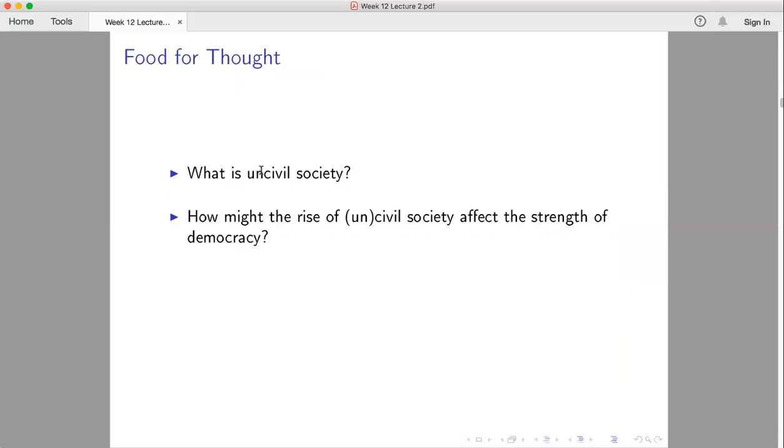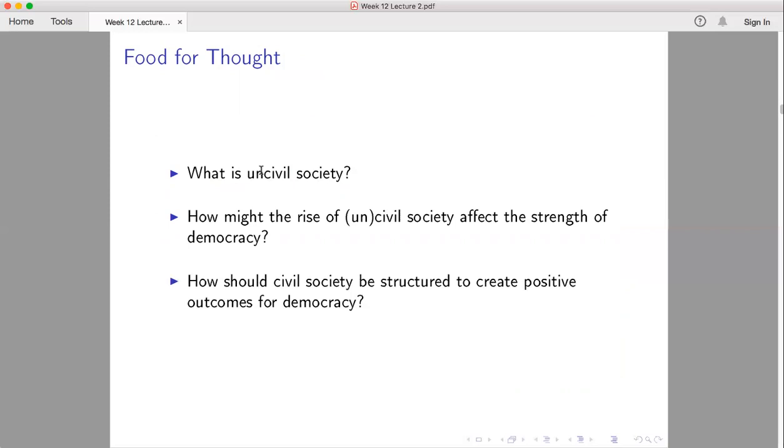How might the rise of uncivil society affect the strength of democracy? And how should civil society be structured to create positive outcomes for democracy? So if we know that certain civil society groups or certain types of groups negatively affect the strength of democracy, how might we orient those groups differently to create the positive outcomes that we want?